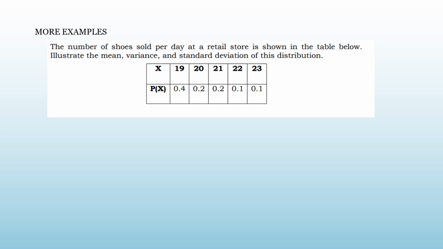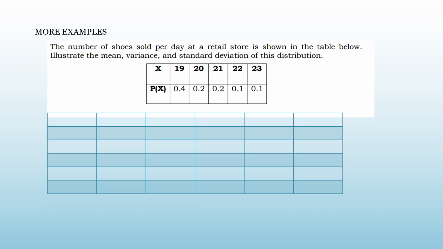Let's have more examples. The number of shoes sold per day at a retail store is shown in the table below. Illustrate the mean, variance, and standard deviation of this distribution. Of course, we will tabulate the given data.